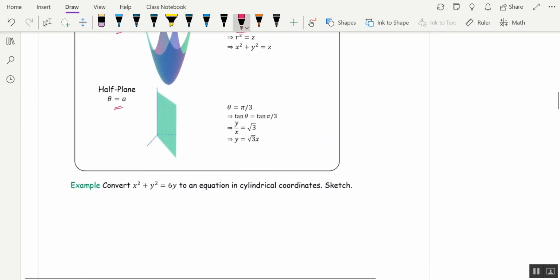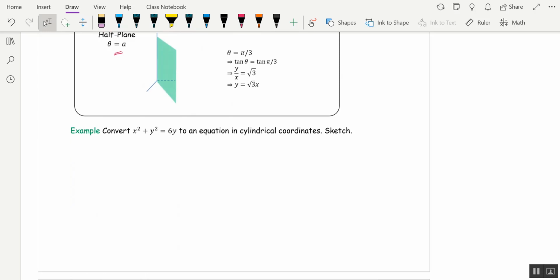All right, so let's look at a typical problem. Convert this equation to cylindrical coordinates and sketch. All right, so we can replace the x squared plus y squared with an r squared, and we can replace the y with r sine theta. So this is 6 r sine theta.